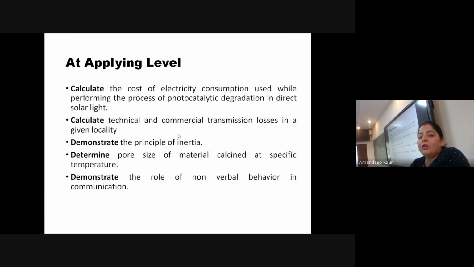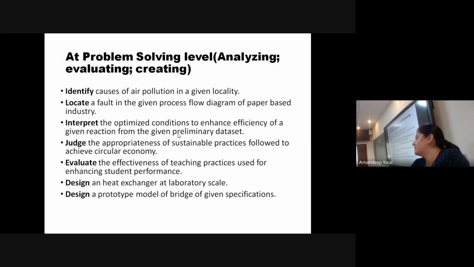Demonstrate the role of non-verbal behavior in communication. So the student needs to explain these statements with the help of an example. Next is the problem solving level: analyzing, evaluating, and creation.